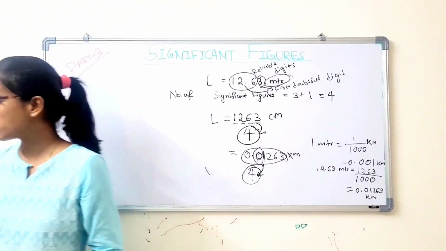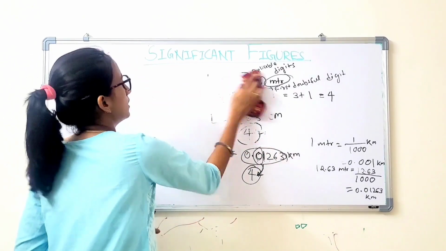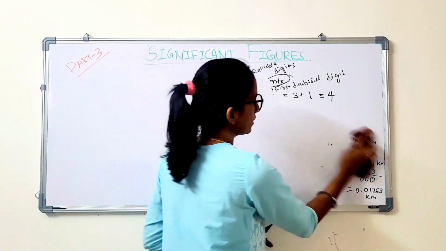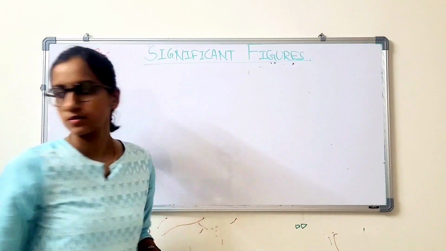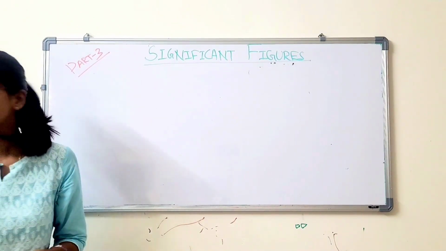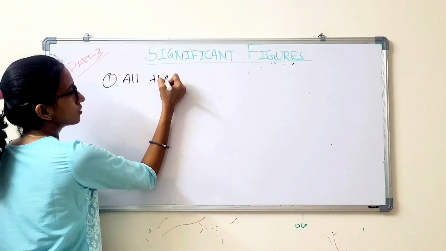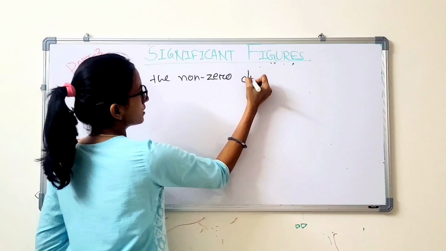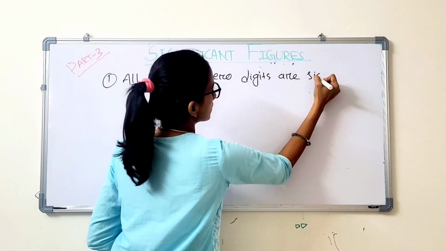So the first rule says all the non-zero digits are significant. For example, the first rule says all the non-zero digits are significant.